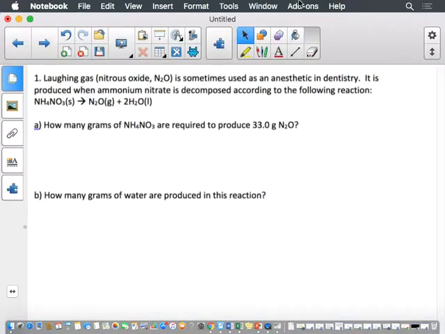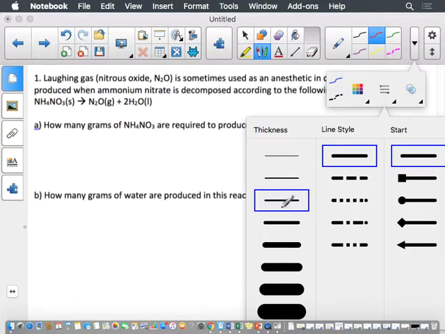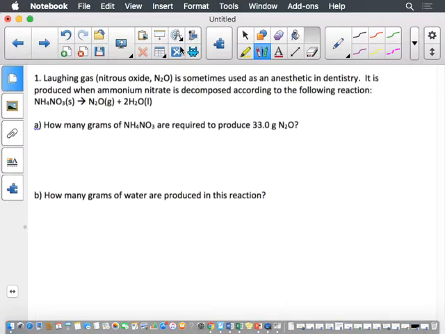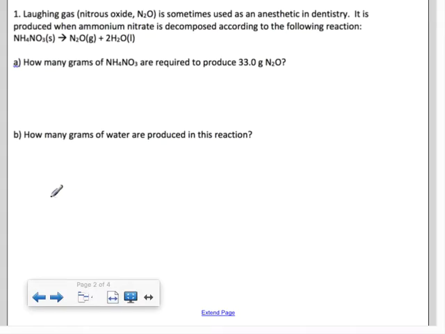Actually, before I do this, I'm going to change the settings on my pen to make it thinner. Okay, sorry about that. Okay, here we go.